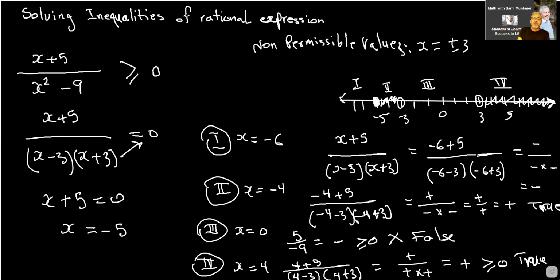And therefore my solution, I'm just going to write that right here. My solution is x is between negative 5 and negative 3, or x is greater than 3. And you notice that I have an equal sign here because of the negative 5 that we found here. It's included since the inequality sign has an equal with it, greater than or equal. But the non-permissible values always have an open circle, and that's why we didn't include an equal sign there. And that's the answer for that one.